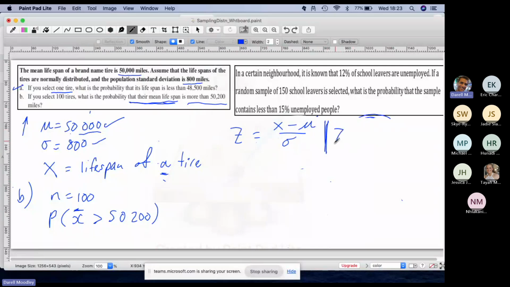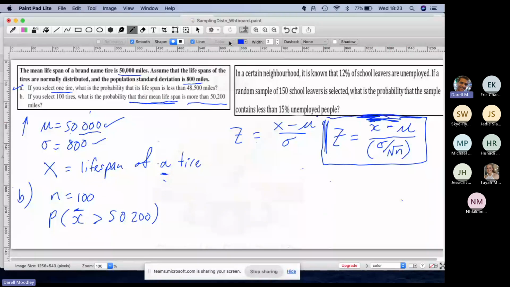You have to use Z equals X bar, because we're not interested in X anymore. We have X bar. So X bar minus mu all over, and the denominator is sigma over square root n. That's the difference now in these two formulas. You can see the differences in the denominator, and instead of X, we have X bar. This is the formula you're going to use, and it's given to you in your formula sheet. You don't need to memorize it.